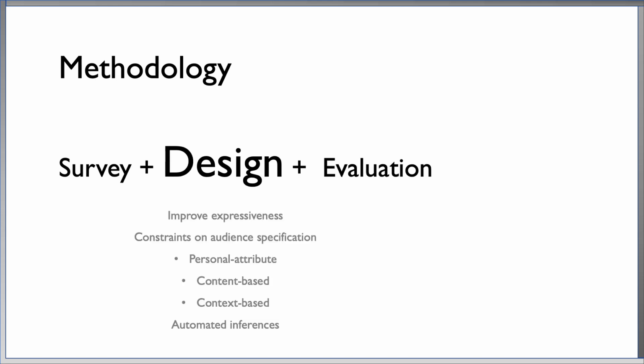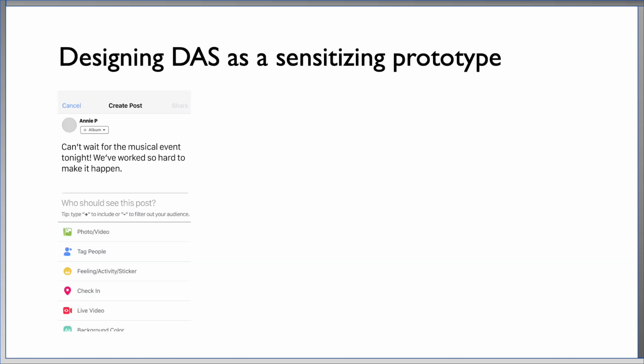First, we created a sensitizing prototype of an intelligent dynamic audience selection mechanism for Facebook. We started our prototype design by parallel prototyping on paper and then improving the fidelity of the prototype over several iterations. Several considerations went into our prototype design that we go into more detail in our paper. This is how our DAS prototype looked.